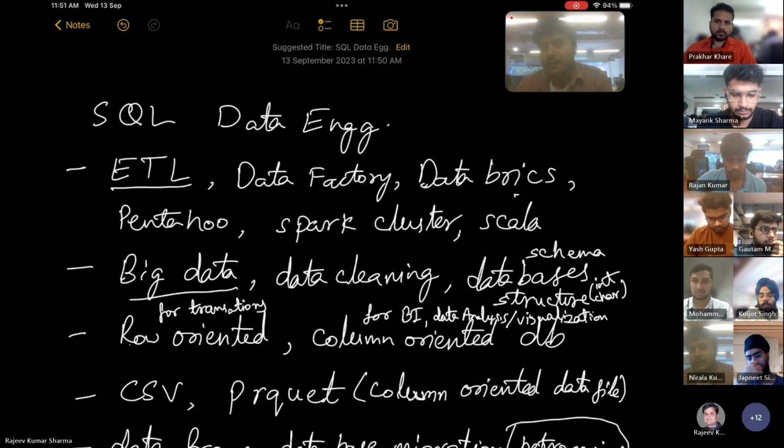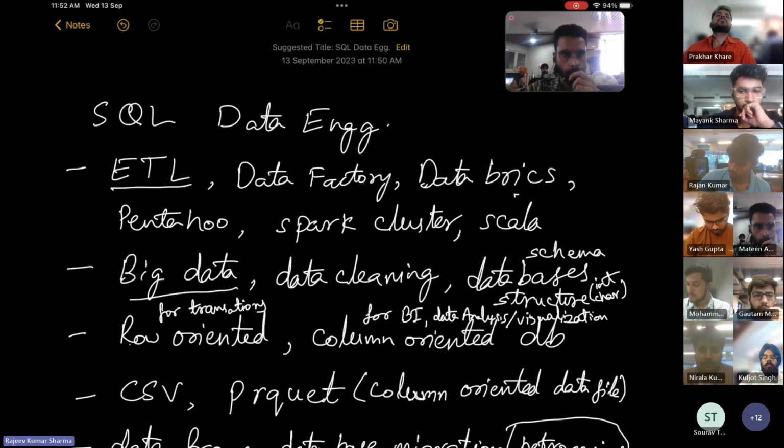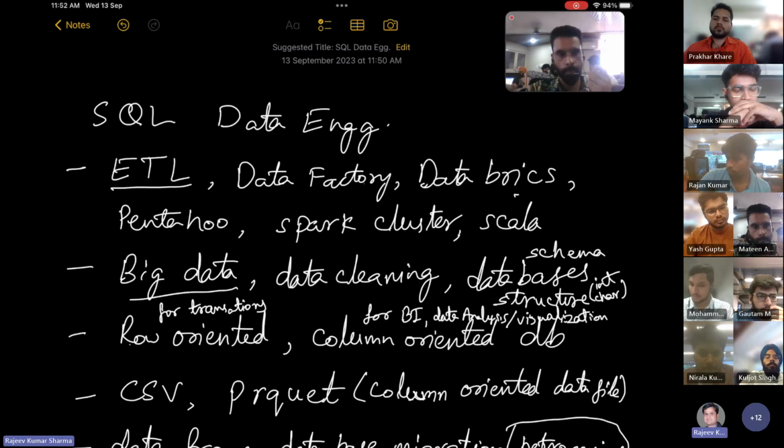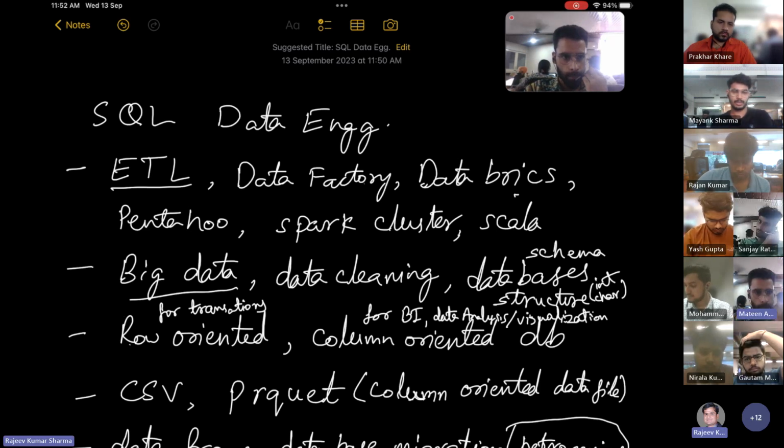Column oriented, I think we use in data warehouses. Both are for retrieval and storage of data, but they are different technologies. Yes, no doubt, column oriented is mostly preferred in data warehouses. And where is row oriented preferred?